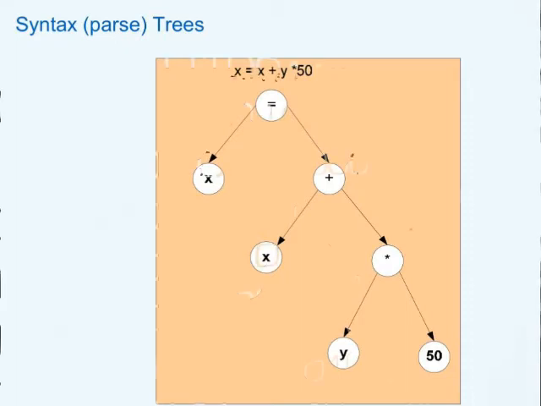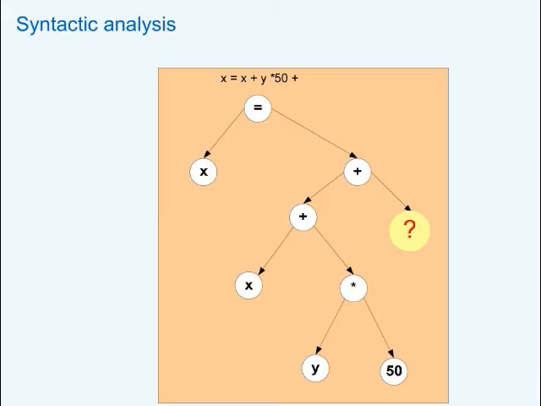Another check which is done in the syntax analysis phase is this: suppose we have written a statement like x is equal to x plus 5 into 50, and after that a plus is there. How do we know whether this is a correct statement or not? It will be checked in this phase by the compiler. When it makes the parse tree, it comes to know that there is an empty node where nothing has been mentioned. At this stage it will generate an error that there is a syntactical error in the program.